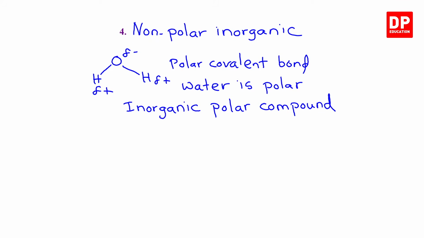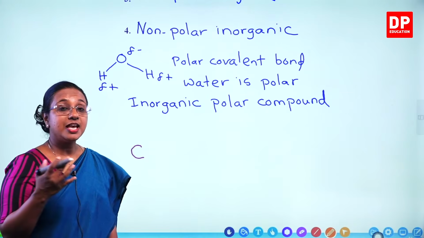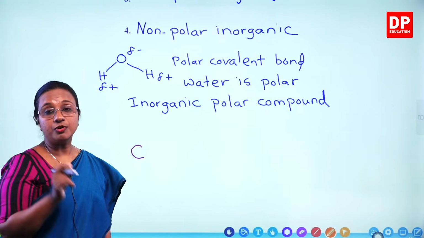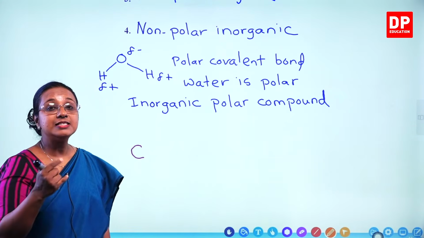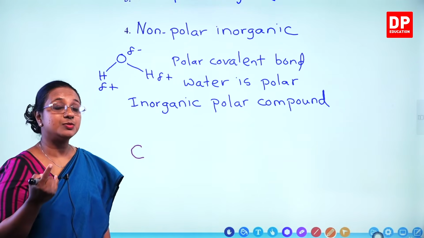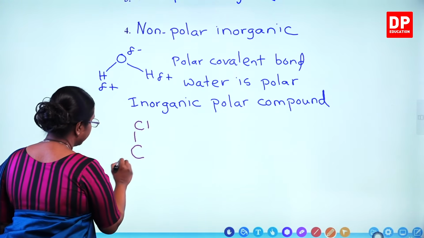Then we will look at the next type. If we have a compound like methane, you all know the structure, CH4, carbon with 4 hydrogens. When one of those hydrogens is substituted or replaced by a chlorine, then we have a compound like this.